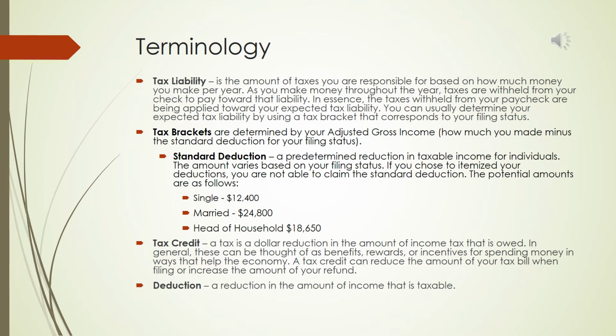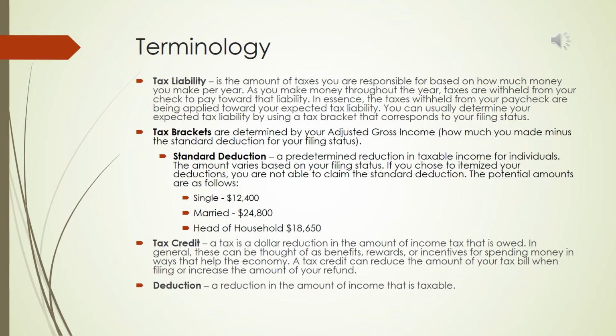Tax brackets are determined by your adjusted gross income, how much you made minus the standard deduction associated with your filing status. Standard deduction is a predetermined reduction in taxable income for individuals. The amount varies based on your filing status. If you choose to itemize your deductions, you are not able to claim the standard deduction. The potential amounts are as follows. Single filers, $12,400. Married filing jointly, $24,800. And if you're filing as head of household, the standard deduction is $18,650.